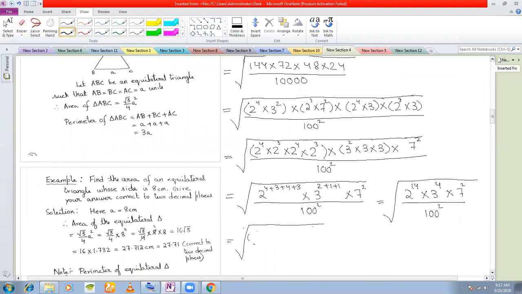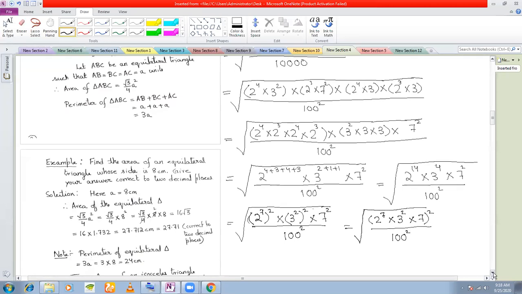The step that you can add here is you can write 2 to the power of 14 as 2 to the power of 7 whole square. You can write 3 to the power of 4 as 3 square square, and 7 square you write as it is, and beneath you write 100 square. Therefore, this becomes 2 to the power of 7 into 3 square into 7 whole square divided by 100 square.